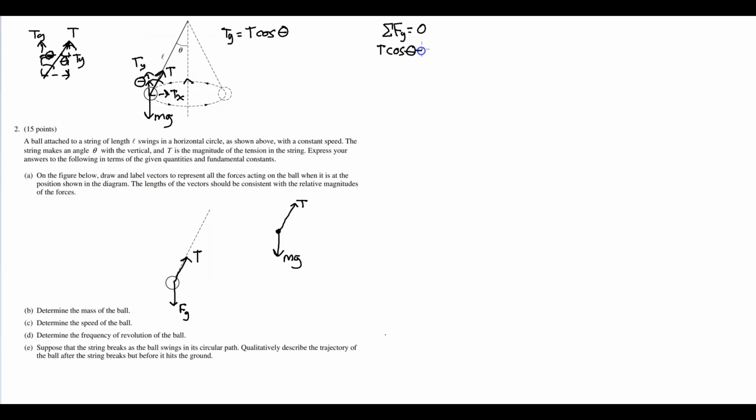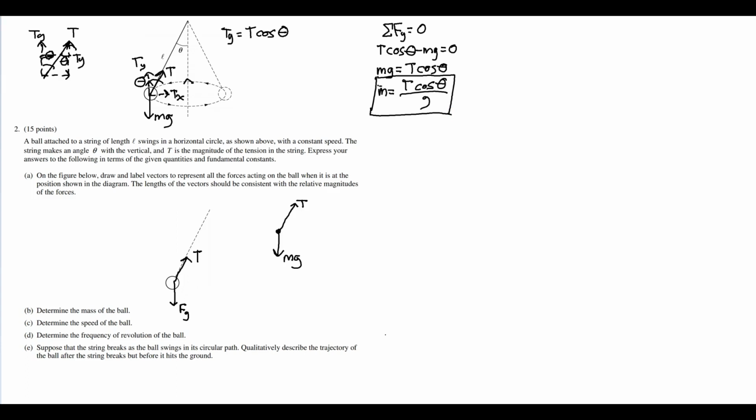So T cosine theta minus mg will equal 0. That means mg equals T cosine theta. And the mass of the ball, m, is T cosine theta over g. All right, so far we've followed the rules. Everything's in terms of T, theta, and a physical constant, g.